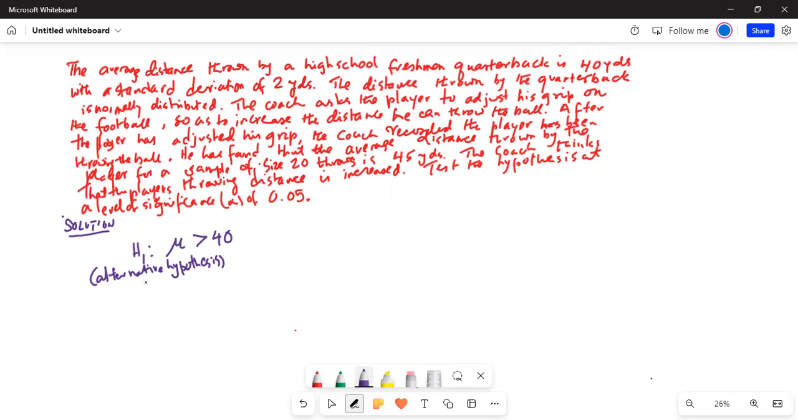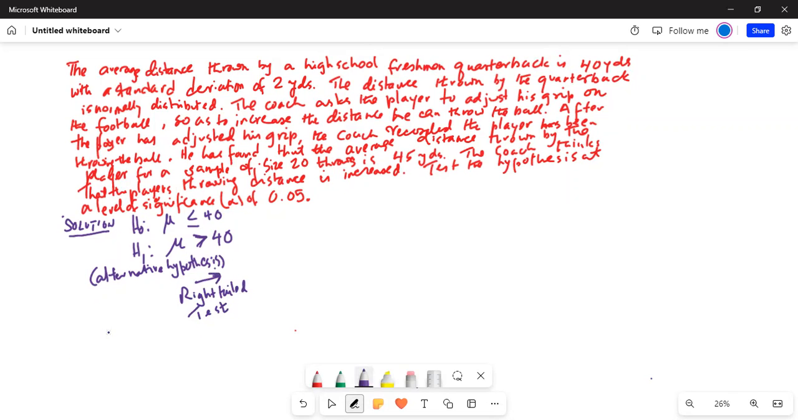If this is the alternate hypothesis, the null hypothesis always contains an equal to sign, and the opposite of greater than is less than or equal to 40. Remember, the null hypothesis always contains the equal to sign. Now, here in the alternate hypothesis, the two slanted lines of the inequality meet at an edge pointing to the right. So this is a right tail test.